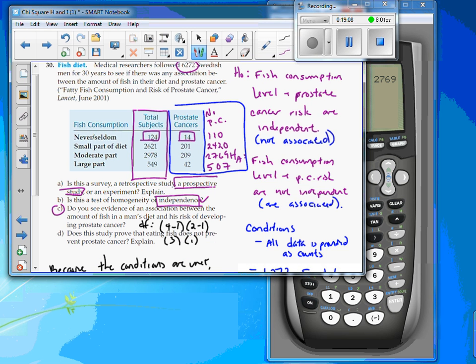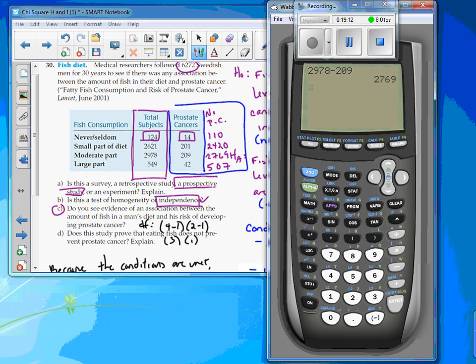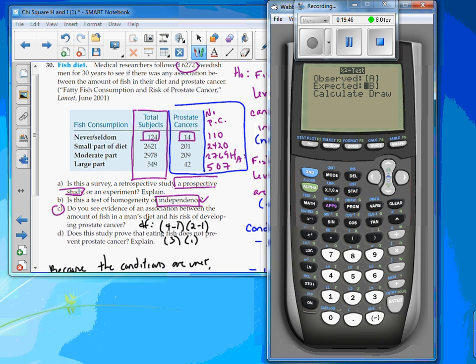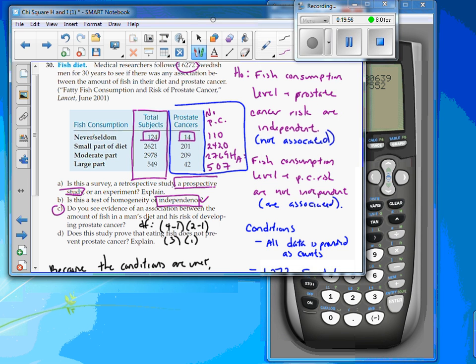Okay. So let's type these in here. So we go to our matrix menu, edit. This is a 4 by 2. So we've got 14, 110, 201, 2420, 209, 27, 69, 42, and 507. So then we go to stat, test, chi-square test, have them observed and expected, calculate. And we find out that our chi-square stat is 3.68, and our p-value is 0.298.